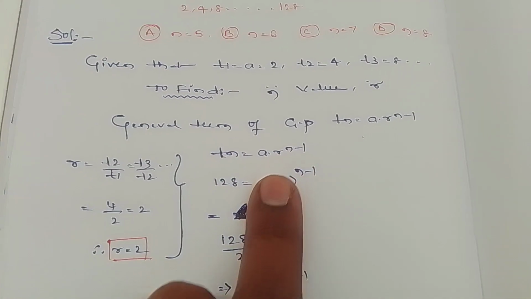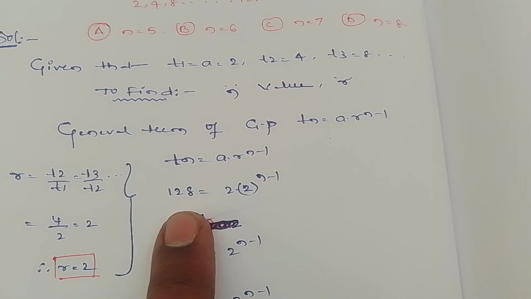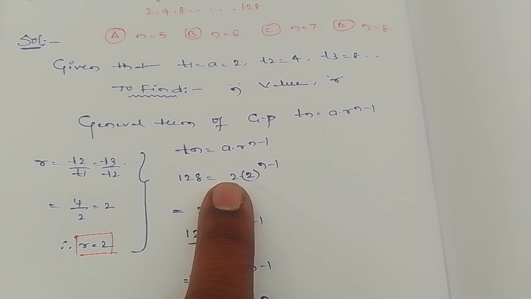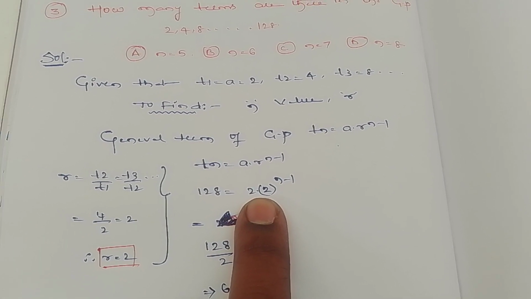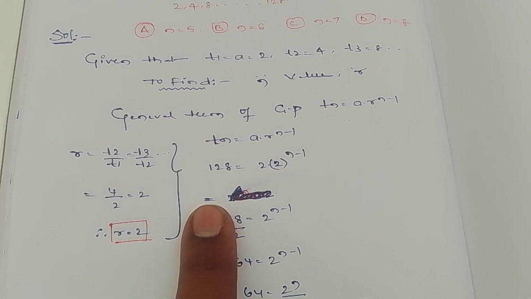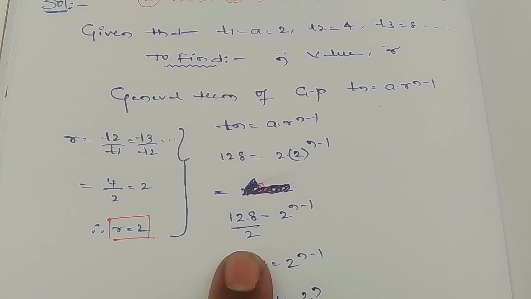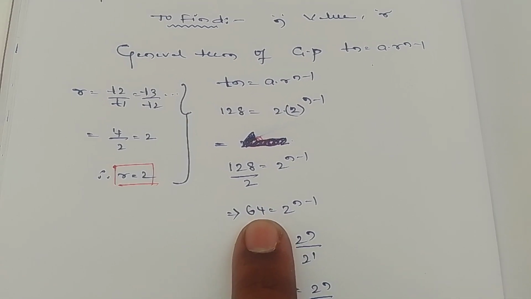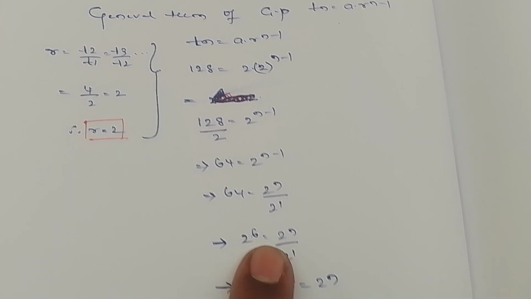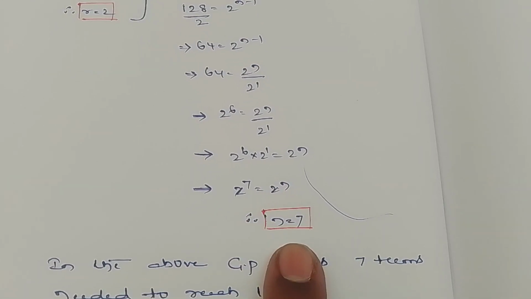So what is the general term of a GP? That is Tn equal to a into r power n minus 1. Substitute the values. Tn, that is the last term, is 128, equal to a, which is 2, into r, which is 2, power n minus 1. So what does it imply? Make n the subject. Send 2 to the LHS and simplify. We get 64 equal to 2 power n minus 1. We can write 64 in power notation as 2 power 6. So cancel like terms, and we get n equal to 7, guys.